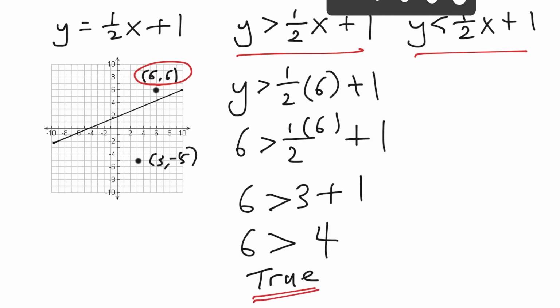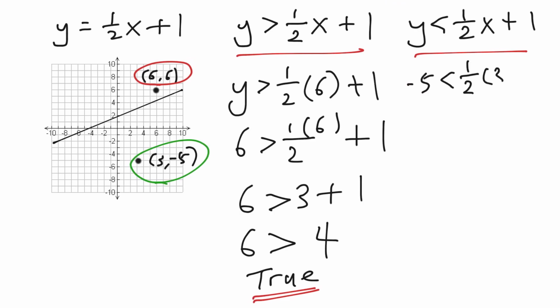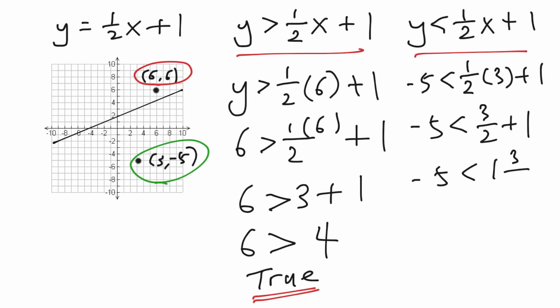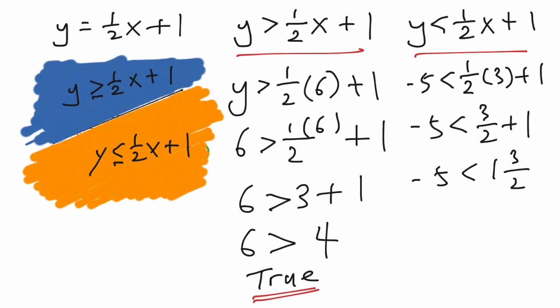Okay, now we're going to try the next one. This is the coordinate 3, -5. So -5 is less than 1/2 times 3 plus 1. -5 is less than 3/2 plus 1. -5 is less than 1 and 1/2, or 2.5. So the answer for this is true.